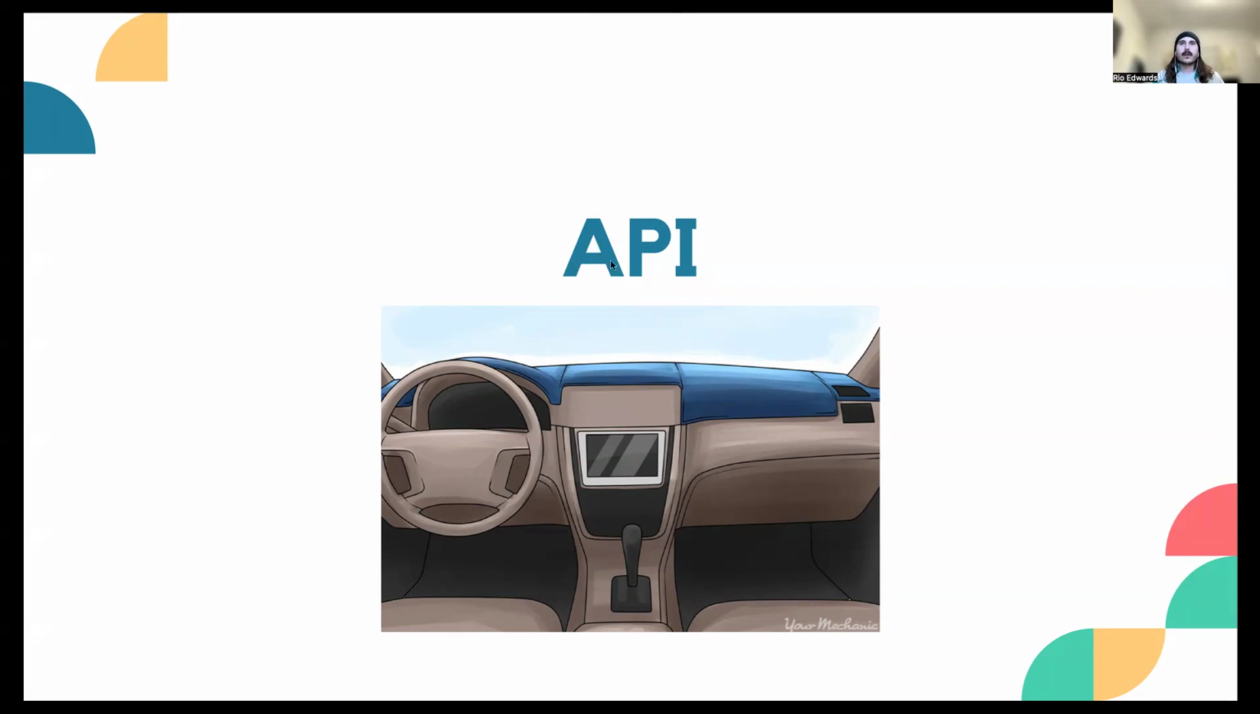And so it's an interface. An interface is an easier, simplified way of interacting with something that they can control. And in the case today, we're going to be interacting with GitHub's database through their API, through their interface.